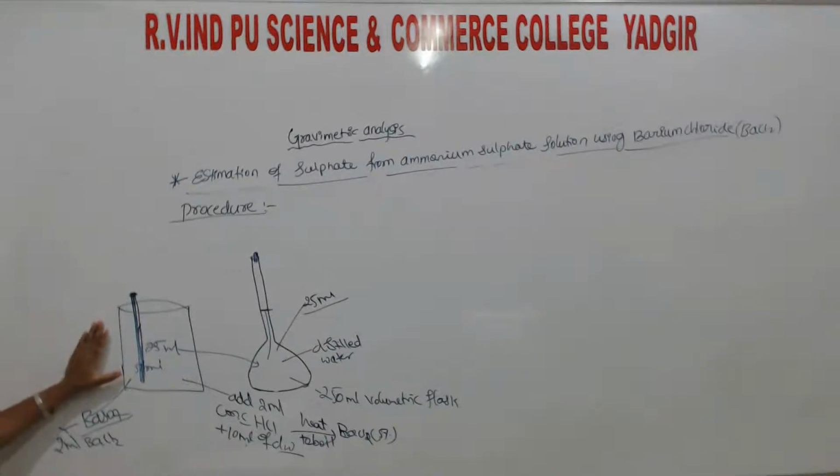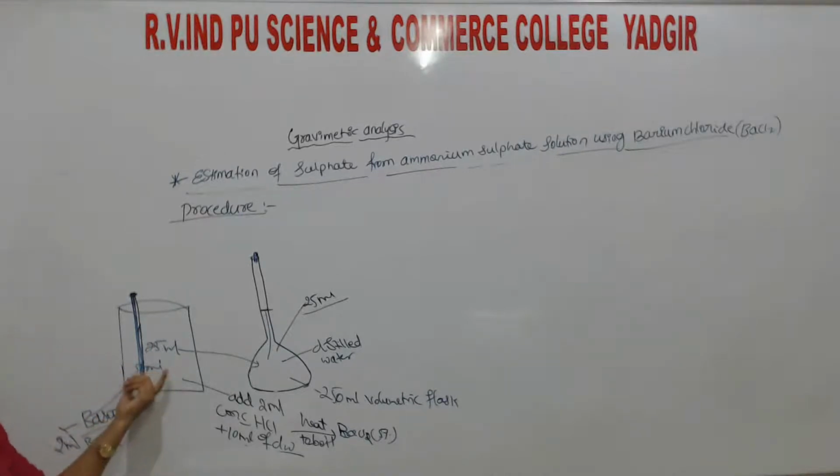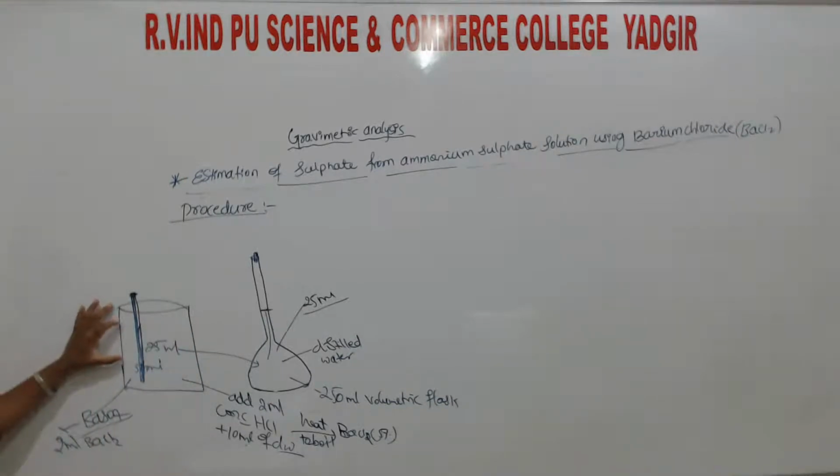Test the supernatant solution. Allow 10 to 15 minutes for the barium sulfate precipitate to settle down, and next we check the supernatant liquid, that is the liquid above, by adding 1 or 2 drops of barium chloride to the supernatant to see whether the precipitation is completed or not. You add 2 to 3 drops to check the completion of the precipitate.